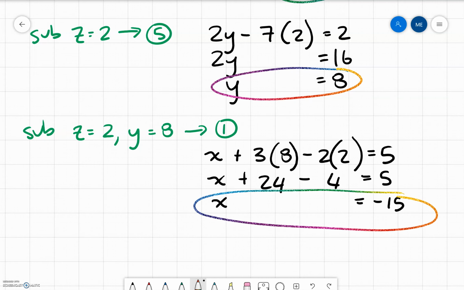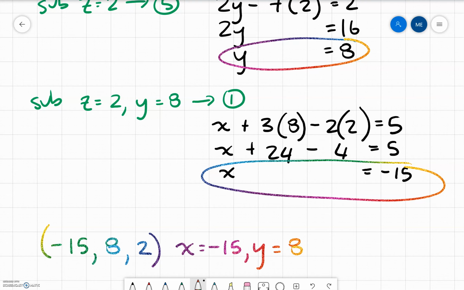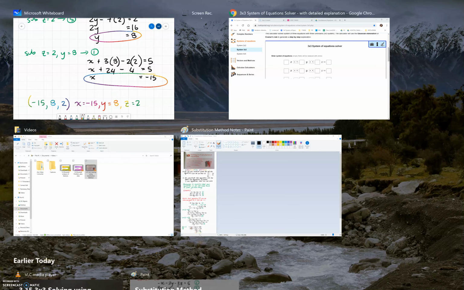Okay, so our three solutions. The point of intersection occurs at negative 15, 8, and 2, which can be written as x equals negative 15, y equals 8, and z equals 2. Like we did before, I'm going to double check these using the online solver tool.